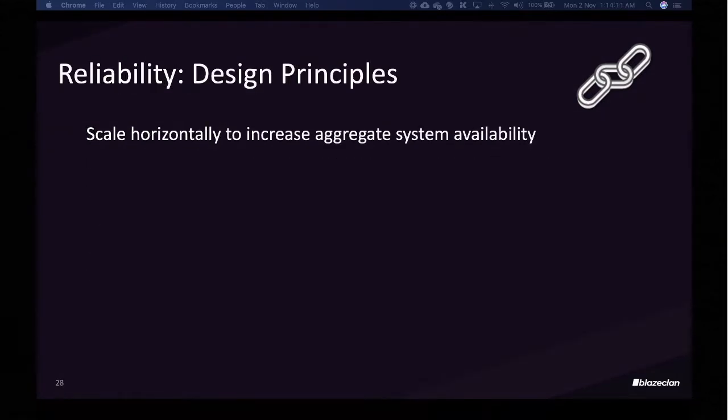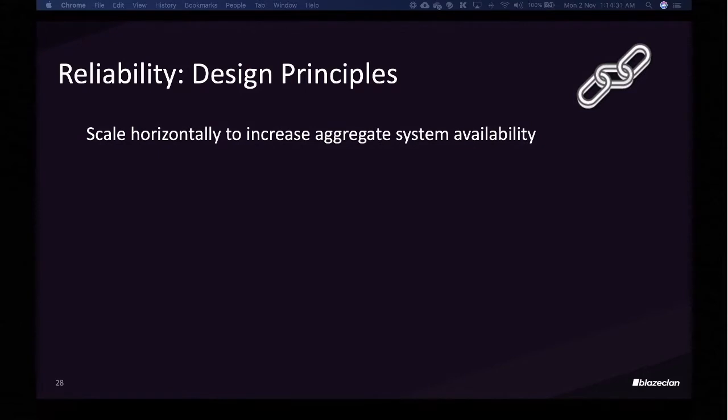So the first one being scale horizontally to increase aggregate system availability. This is pretty much self-explanatory, yes and no. When we read this, this would mean that you scale it in a way that you're able to ensure there's no single point of failure.